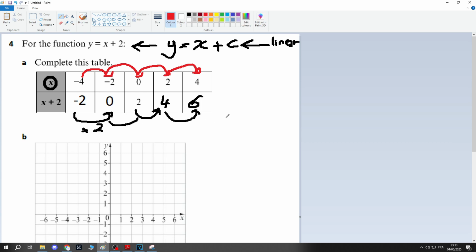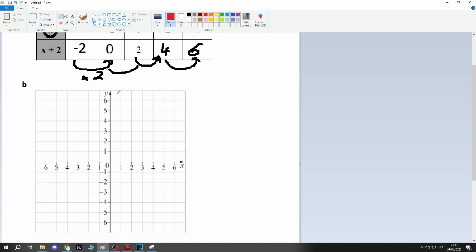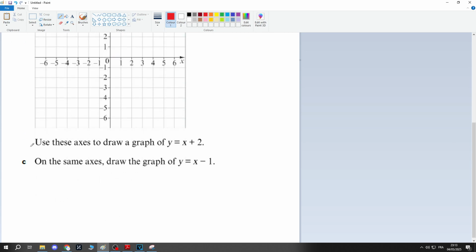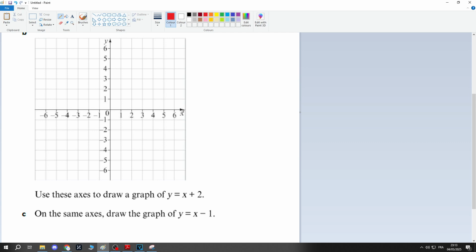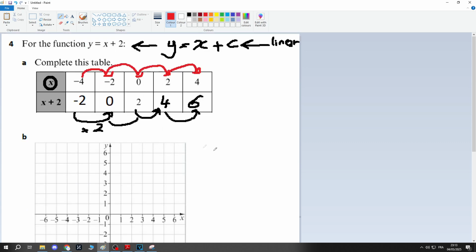Good. Now, for B, they said use these axes, and when they say axes, they mean this graph, this empty graph. Use these axes to draw a graph of y equals x plus 2. Let's plot our points then. So when x is -4, y is -2. So let's put that there. When x is -4, y is -2. It's right over here. When x is -2, y is 0.